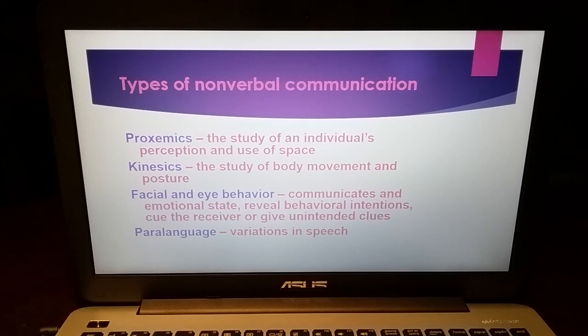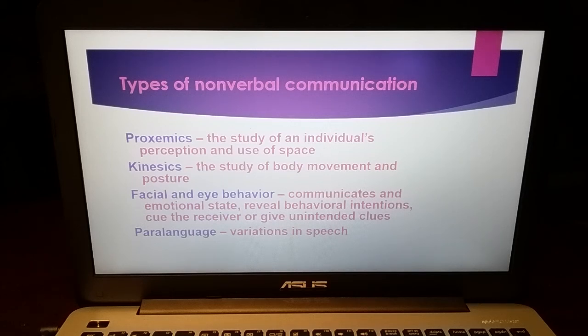Kinesics is body movement and posture, whether your shoulders are back or hunched forward, whether you're standing with your head cocked, with your hands on your hip, that kind of thing. All right, facial and eye behavior. You see people who roll their eyes or screw up their face, or it could be something very positive like a smile. So that gives clues to people.